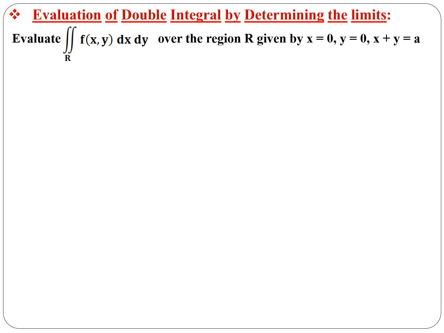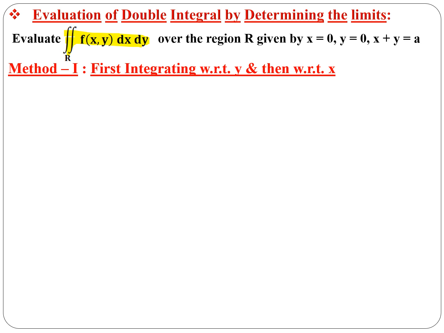Whenever the region is given instead of limits, first you have to decide for which variable you want to integrate first. For this problem, you can integrate with respect to x or with respect to y. So we can solve it through two methods, and I will elaborate on both. In the first method, we will integrate with respect to y first and then with respect to x. So whenever you have any question, first decide for which variable you want to integrate.